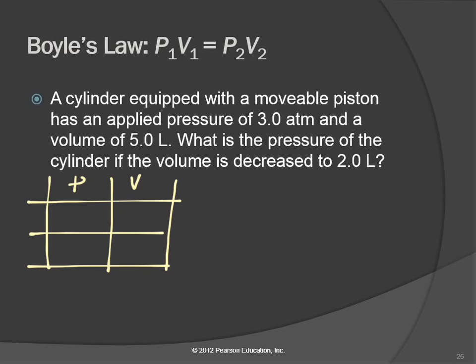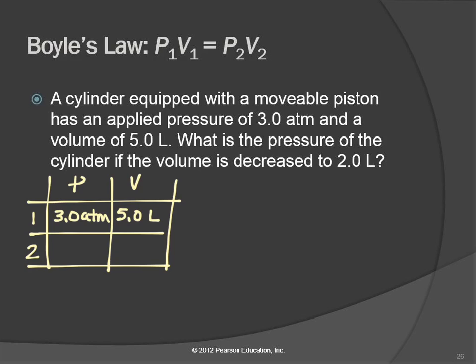So I'm just going to read through the question again and stop at the numbers. Cylinder equipped with movable piston, applied pressure of 3 atmospheres. Okay, so I want to write that in the pressure column. And a volume of 5 liters. That pressure and that volume go together. So the pressure of 3 atmospheres, the volume of 5 liters. I'm going to just label the first row 1 and the second row 2. Very creative, huh? What is the pressure? That's the question.